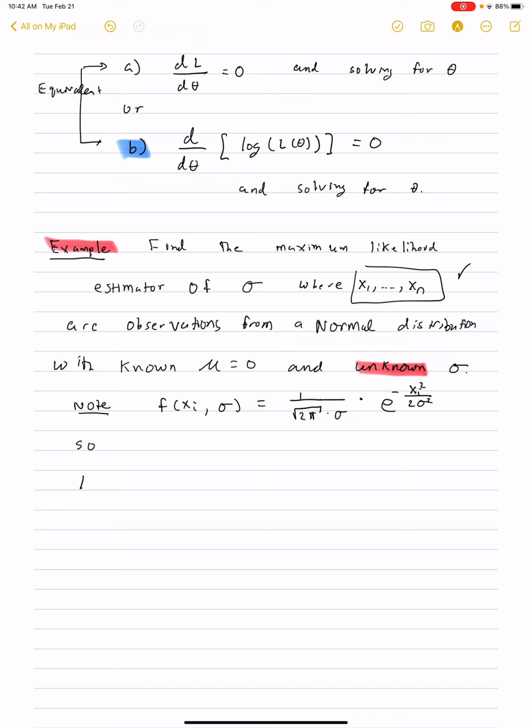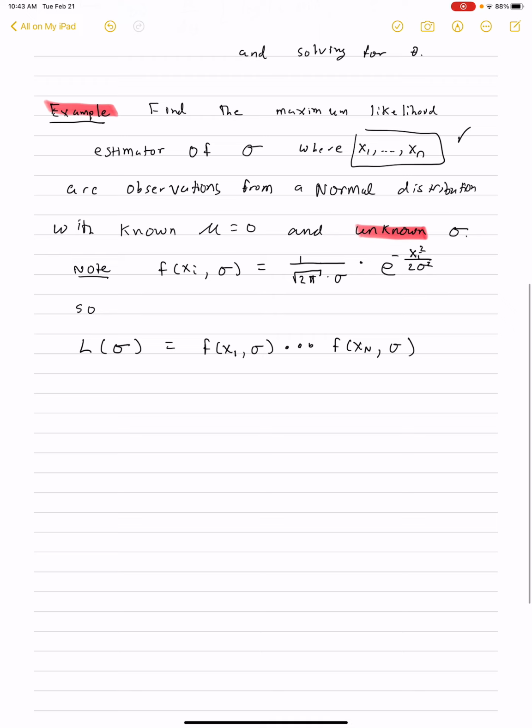So if we want to form the likelihood function, which is a function of the unknown parameter sigma, this will be f of x1 all the way through f of xn given sigma. Now, if we write this out, the density functions will be multiplied n times because there are n observations. And we have n of these.